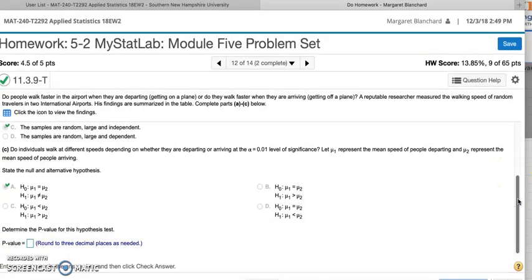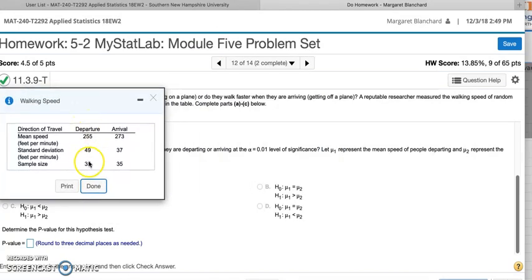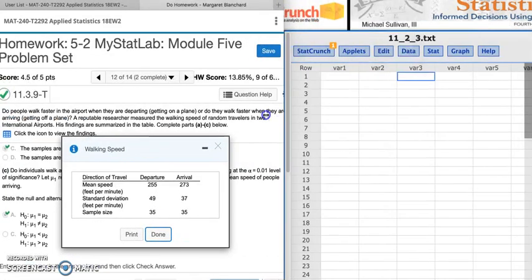Determine the p-value for this hypothesis test. So let's go ahead and look at our findings from this study. As you can see here, we have the departure, people getting on a plane, or arriving, getting off of a plane. We have their mean, standard deviation, and sample size. So those are all the numbers that we need to run our hypothesis test.